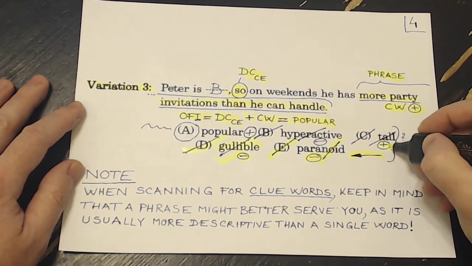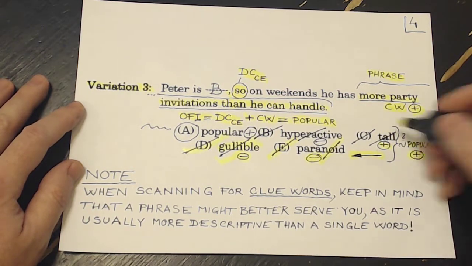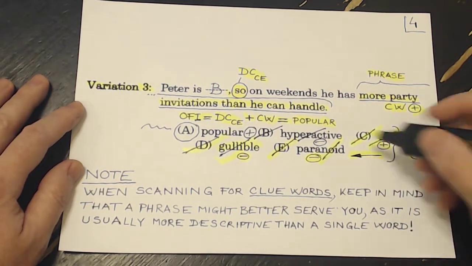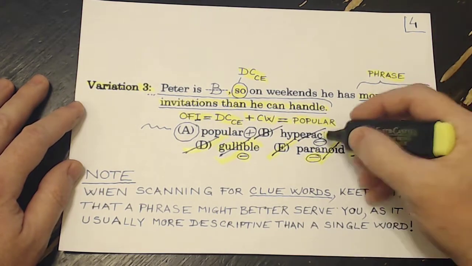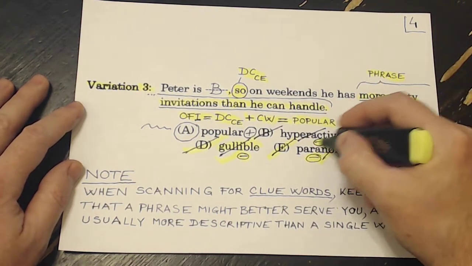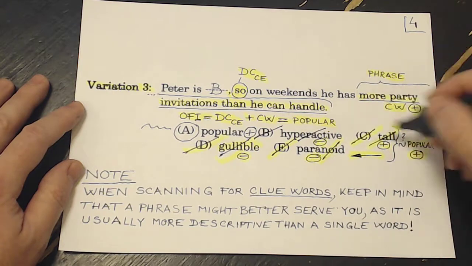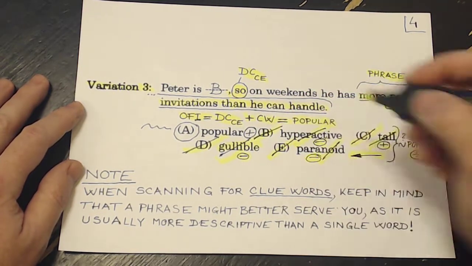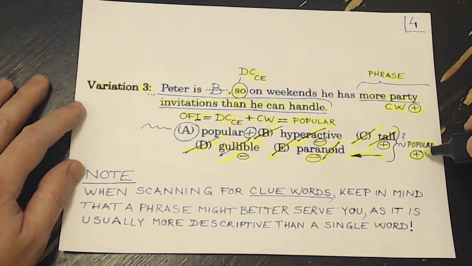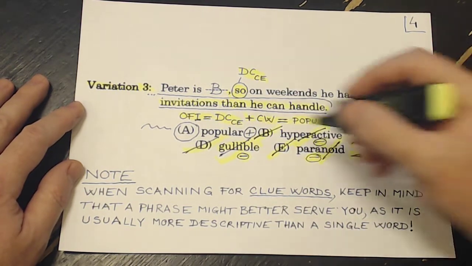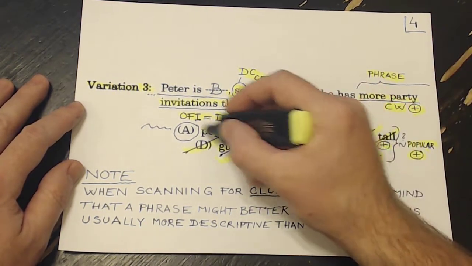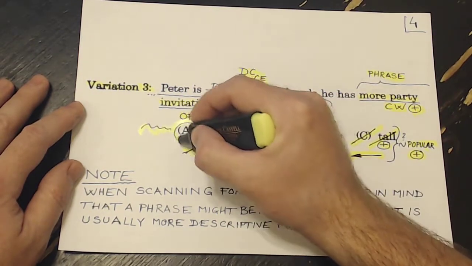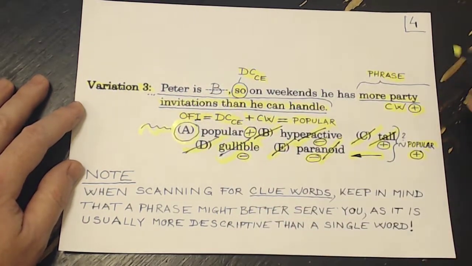Tall is positive, so that could be a maybe, but I know tall is not popular, so it's out. Hyperactive, it's negative, so on that premise alone it's out, but it also means something else, so it's out. And finally, we got an exact match, although it's not a requirement. Popular, both is positive, so that's a big maybe, and that's the solution as it turns out.